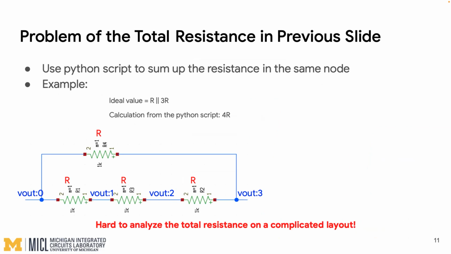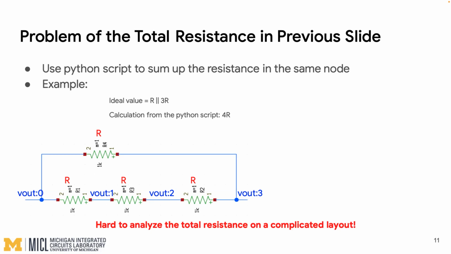So the problem is that when I use the Python script to sum up the resistance in the same node, for example, in this circuit shown below, the ideal value should be R in parallel with 3R, but in my script, I just sum up these resistances. So the total resistance shown in my Python script would be 4R.